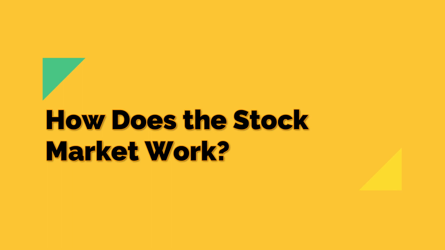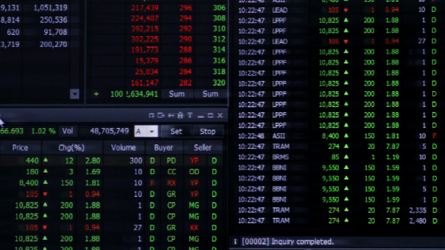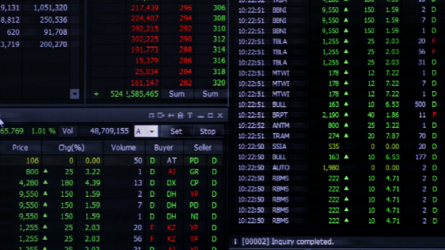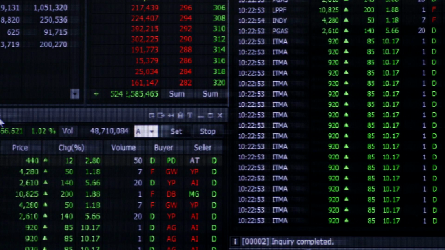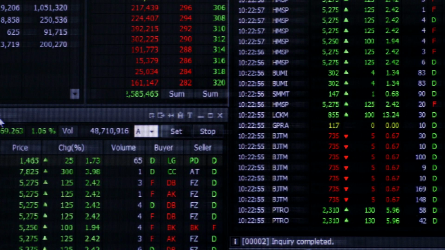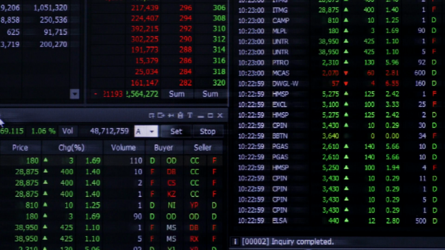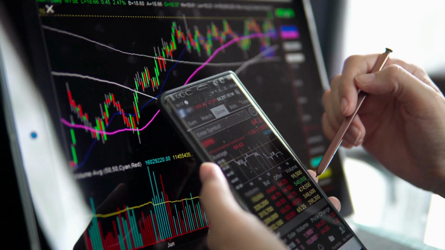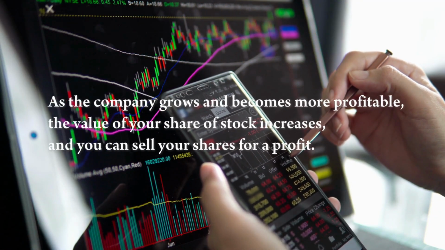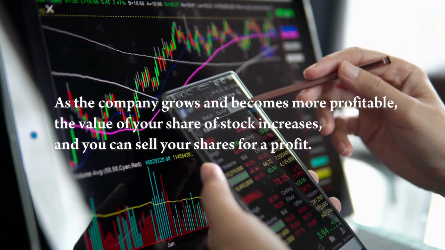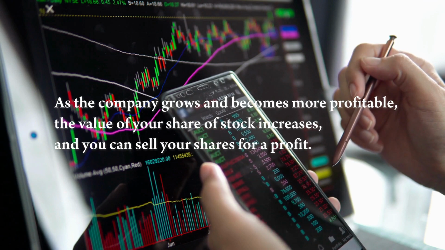How does the stock market work? The stock market helps companies raise money to fund operations by selling shares of stock, and it creates and sustains wealth for individual investors. Companies raise money on the stock market by selling ownership stakes to investors. These equity stakes are known as shares of stock. As the company grows and becomes more profitable, the value of your share of stock increases, and you can sell your shares for a profit.